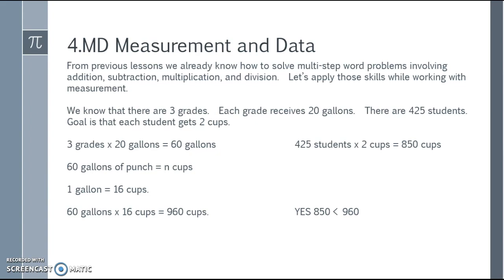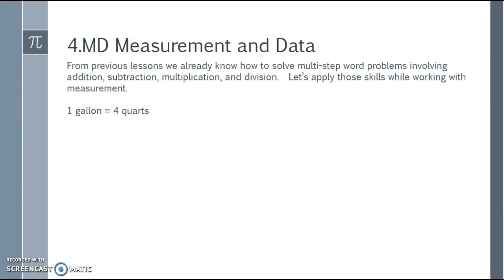So yes, since the 850 we need is less than how many we will have, we certainly will have the ability to have each student have 2 cups. Further, we also need to talk about how many decorative containers we need. So I need to know how many quarts there are. Well, there are 4 quarts in 1 gallon, but we have 60 gallons times 4 quarts. So altogether, we have 240 quarts of juice.